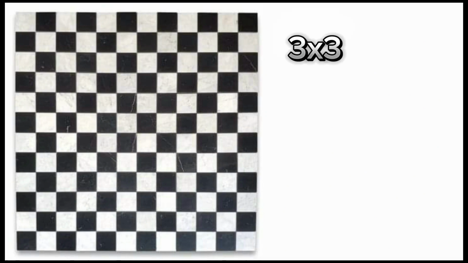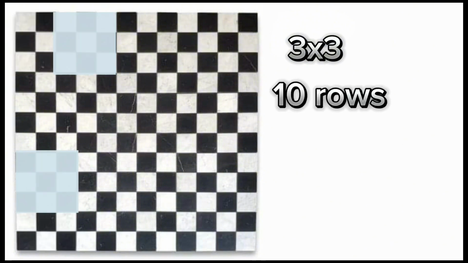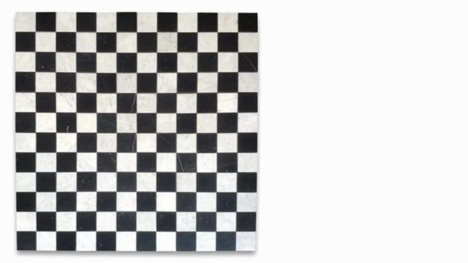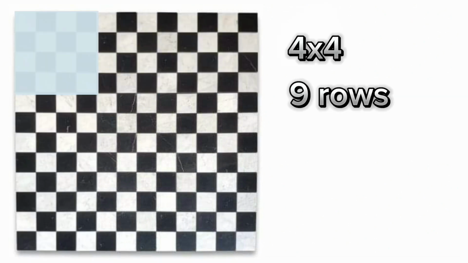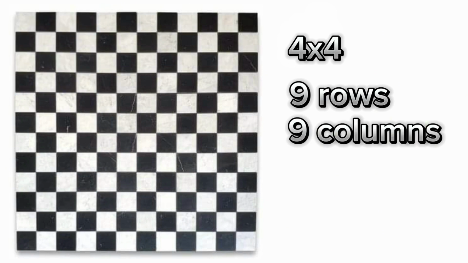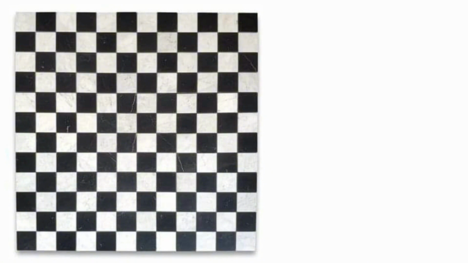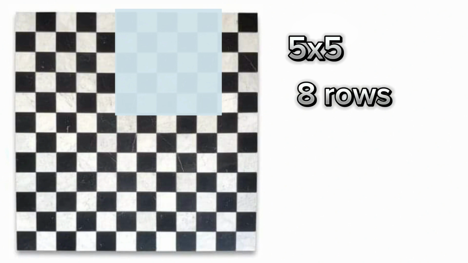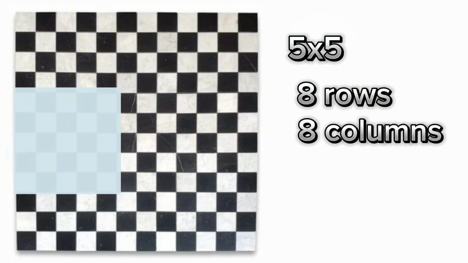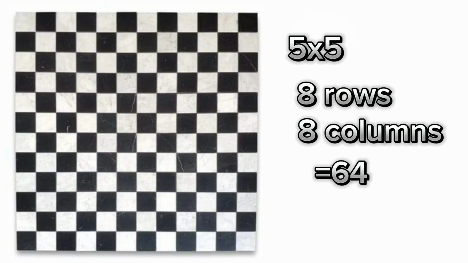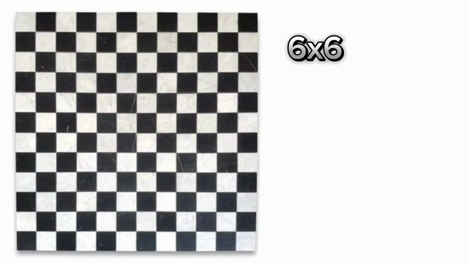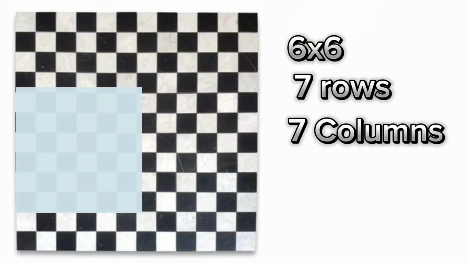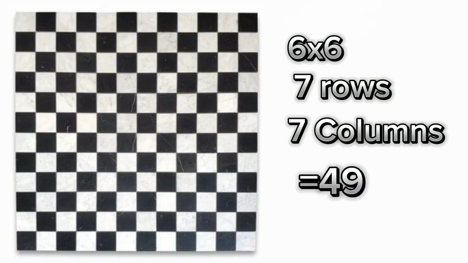Next in line are the 3 by 3 squares. Here, we have 10 rows and 10 columns, resulting in a total of 100. The pattern persists with 4 by 4 squares, with 9 rows and 9 columns dedicated to them. We count 81 squares. The pattern continues as we explore 5 by 5 squares, with 8 rows and 8 columns in play. Our count reveals a total of 64 squares. Stepping further, we encounter 6 by 6 squares. There are 7 rows and 7 columns, so 7 squared, tallying to 49 in total.